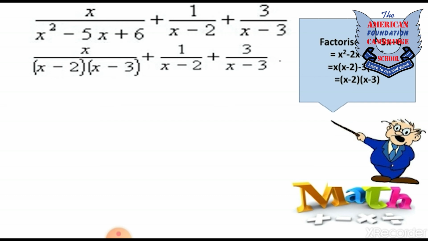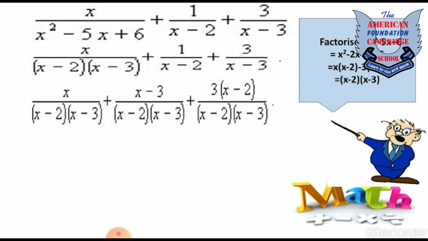Now your next step should be to make all the denominators equivalent to each other, make all the denominators the same. For that you have to multiply the numerator and denominator of the second fraction by x minus 3 and multiply the numerator and denominator of the third fraction by x minus 2. In this way you will get the same denominators in all the three fractions.